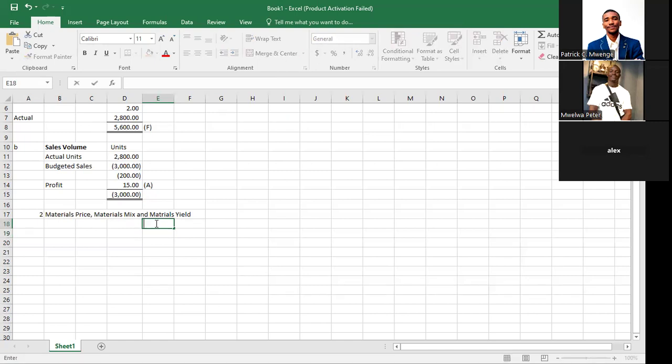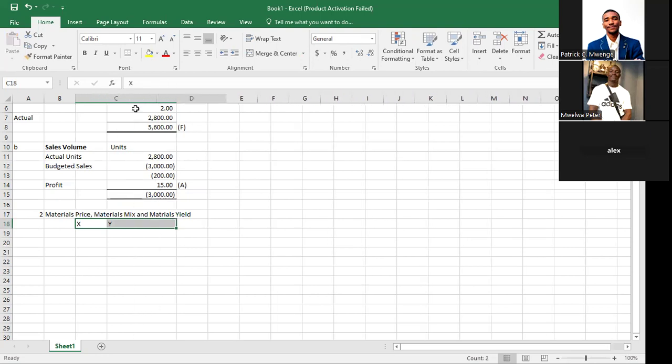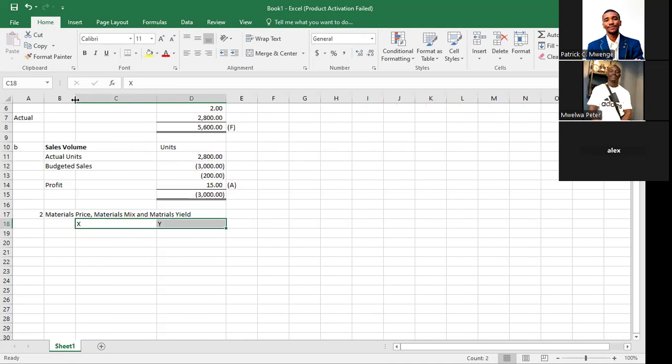Because remember, we've got 2 types of products: there's X and Y. So we can begin with X. How many units of X were purchased? 63,000 kg. Yes, so we purchased about 63,000 kgs. And then for Y, we purchased about 112,800.